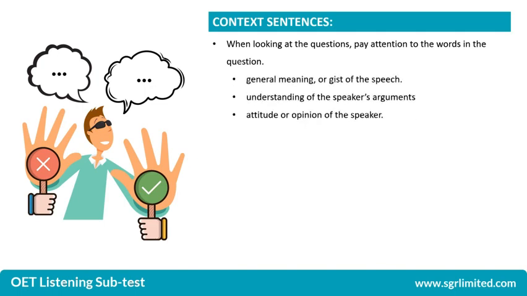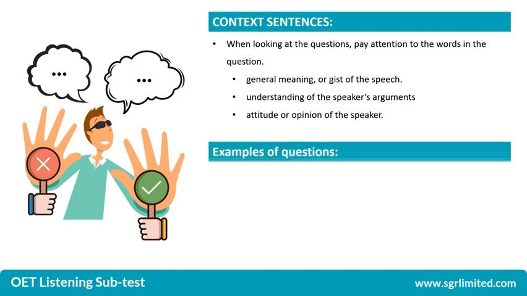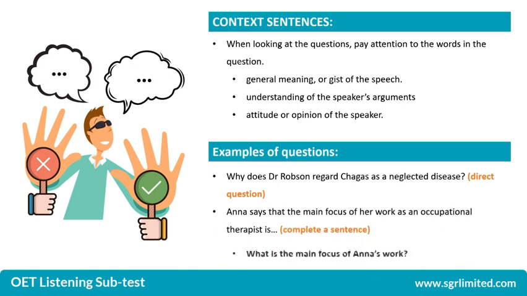The questions in Part C tend to ask for the general meaning or gist of the section of the speech. These questions also aim to test your understanding of the arguments the speaker talks about and the attitude or opinion of the speaker. The questions can be a direct question just like this one. It ends with a question mark, or the questions can be a complete sentence question.